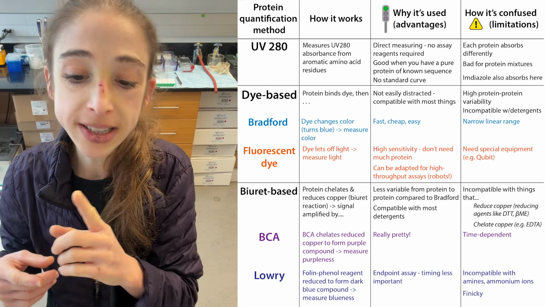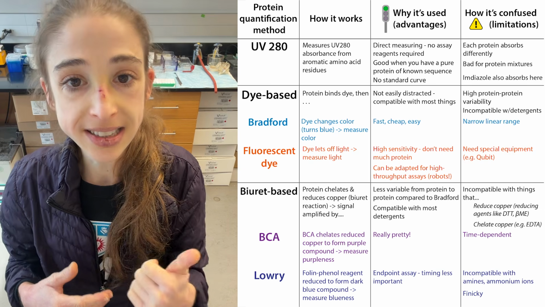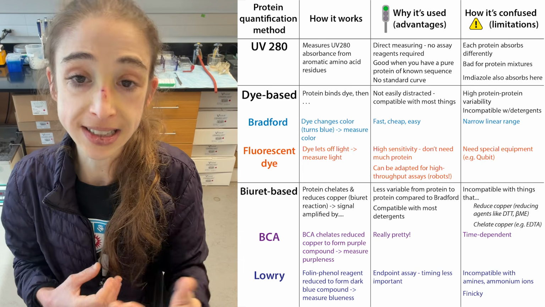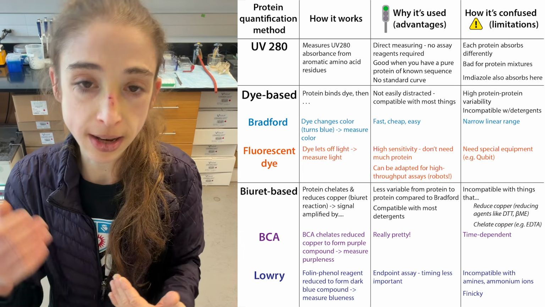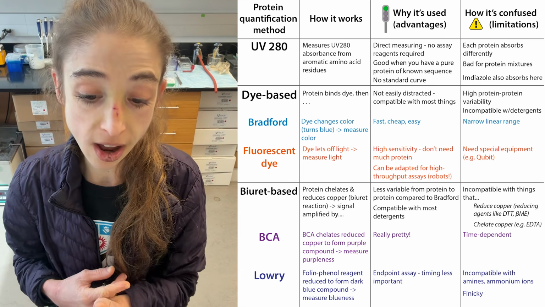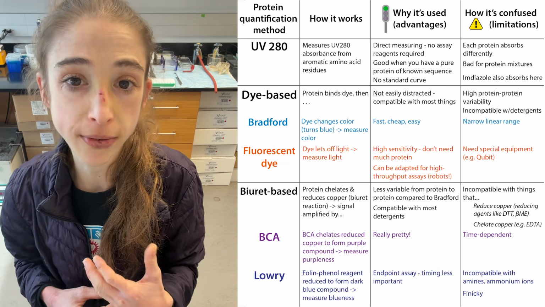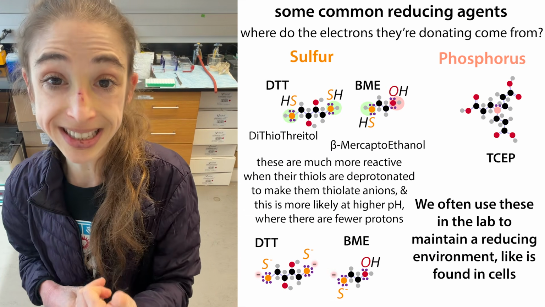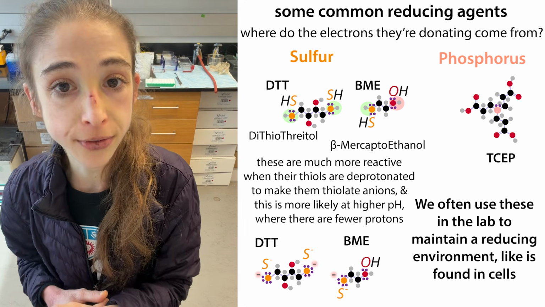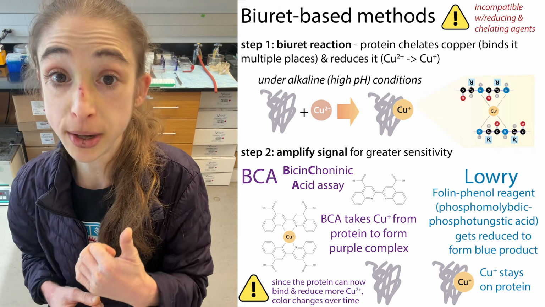Now, one of Bradford's limitations, in addition to the standard curve issue, is that it is incompatible with detergents. This can be a problem if your buffer has some detergent in it, which is common for some applications. If your buffer has detergent in it, then the Bradford is not the way to go. Bradford isn't compatible with detergents, but it is compatible with most other things you might have in your buffer, things like reducing agents, such as DTT, beta-mercaptoethanol, TCEP. All these reducing agents are compatible with the Bradford, but they're not compatible with the next type of method that we'll talk about, which is the Biuret-based.